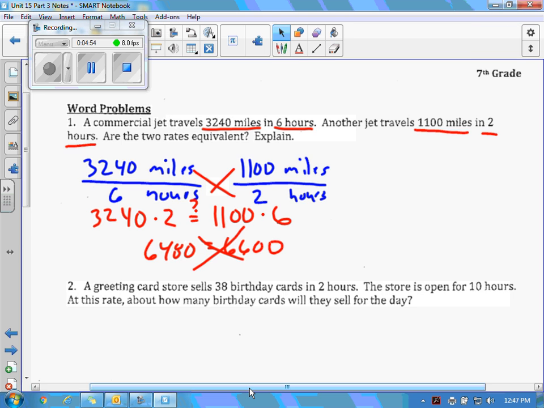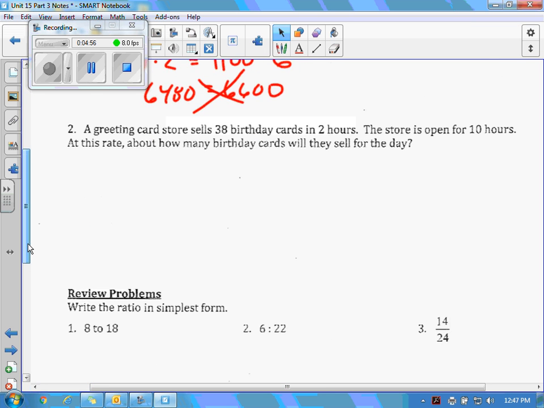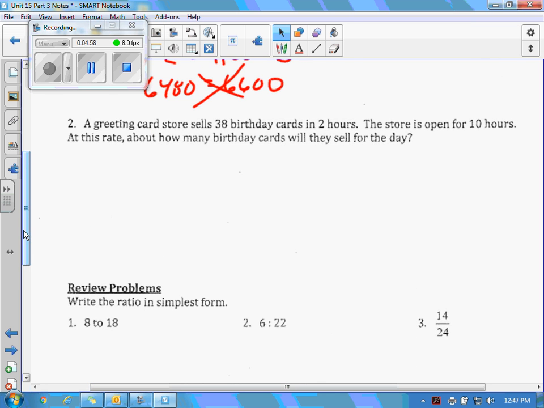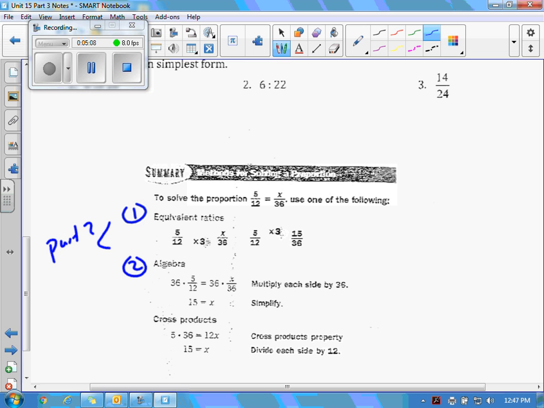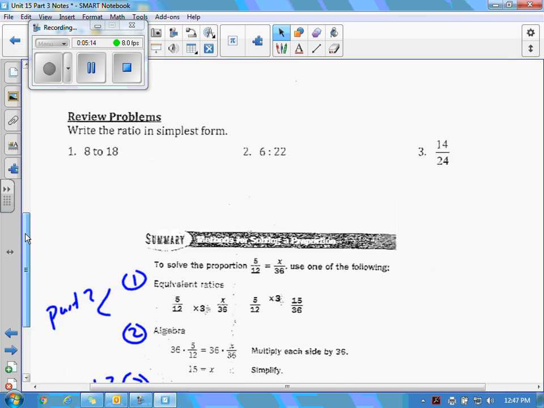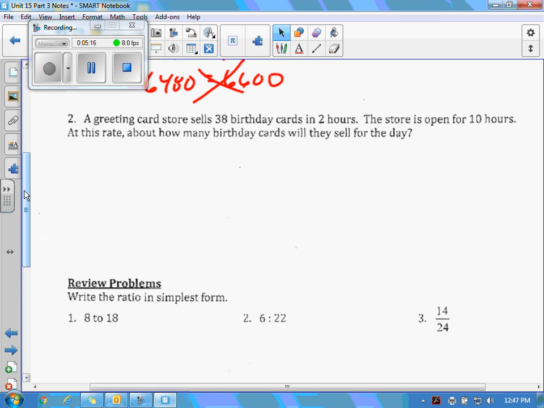All right, number 2 I will leave for you guys. Then there's some review problems. If you look at the very bottom, this is just a review of the three methods we talked about for solving proportions. Equivalent ratios and algebra are both from Part 2. And then the third way is cross products, which we did just now in Part 3. Make sure you do your review problems, and make sure you do number 2.